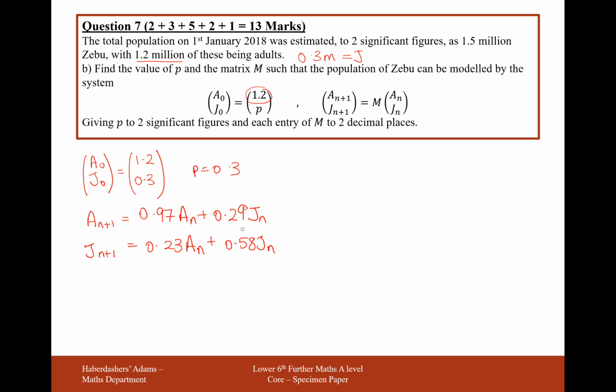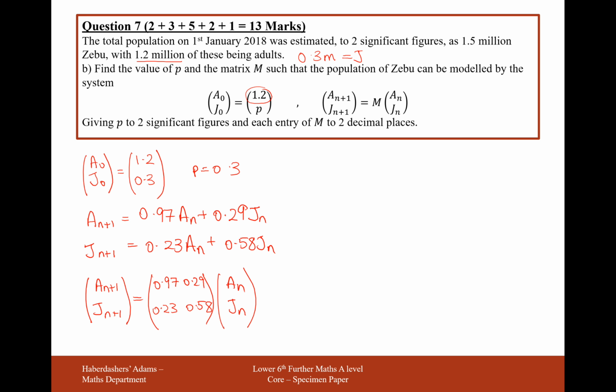Okay, perfect. So these are our two system of equations. So all we need to do now is just put it into a slightly different form involving a matrix and a couple of vectors. So the matrix here is going to be 0.97, 0.29, and that will be multiplied by An and then by Jn. So effectively what we've got here, you can see if we multiply these out, we'll get that first equation. The second equation will go on the bottom row, like that.